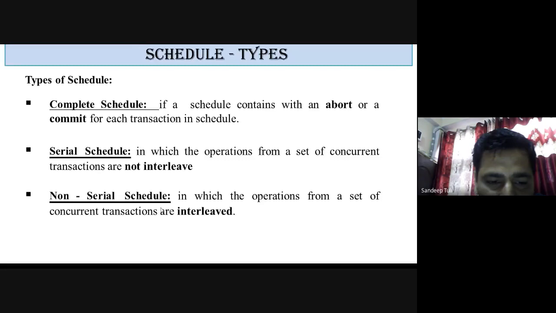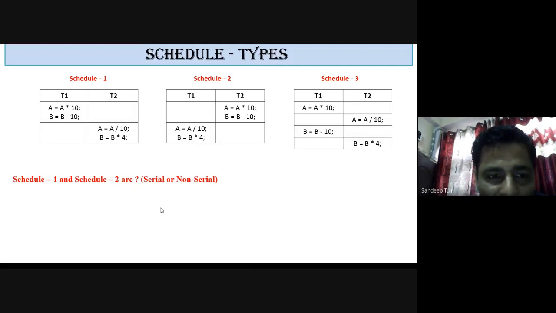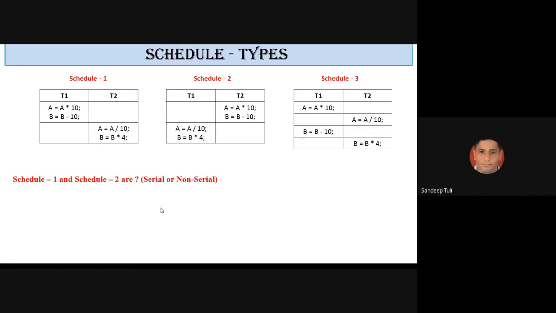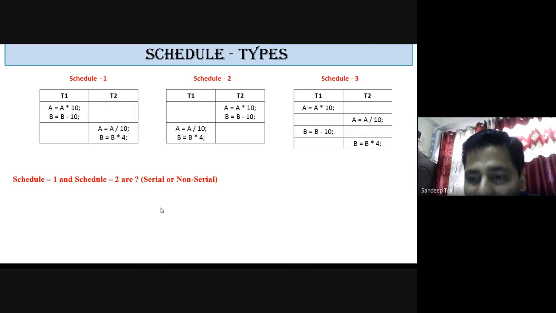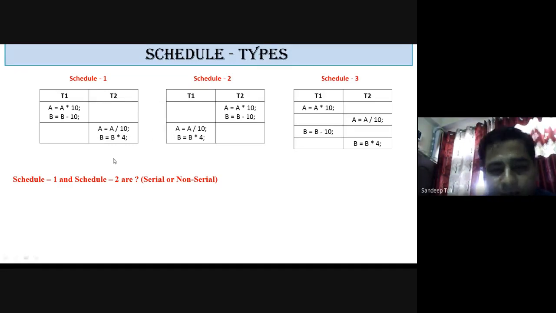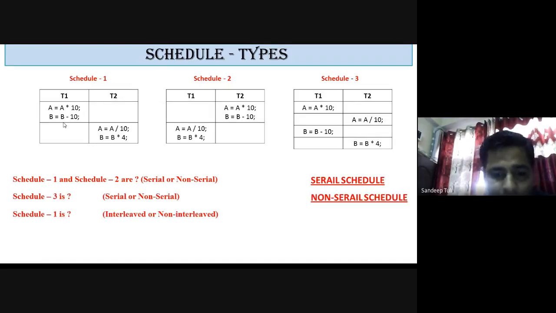Yes, sir. In the non-serial schedule definition you can see that the operations from the set of concurrent transactions are interleaved. Now you observe this schedule also: schedule 1, schedule 2 and schedule 3. In schedule 1 and 2, transaction T1 and transaction T2 are being executed parallelly, but they are also serial. That means T2 will start only after T1, and T1 will start only after T2. So that's why it also comes under the category of serial schedule, although they are executing parallelly.